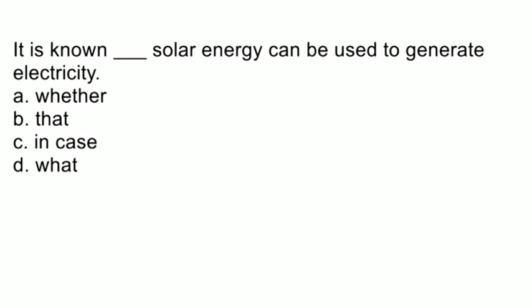Okay, question number 4. It is known blank solar energy can be used to generate electricity. A. Weather. B. That. C. In case. And D. What. From the question we know we need to connect indirect speech using impersonal it, so the answer is B.